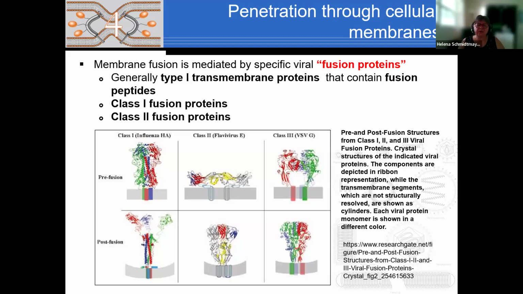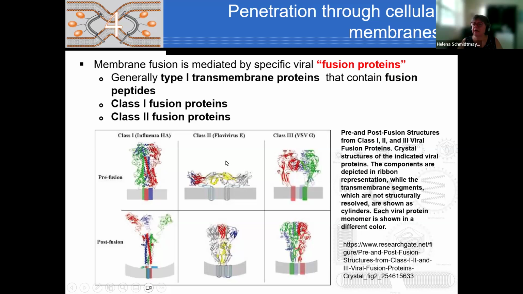So the fusion proteins are generally transmembrane proteins, which can be class 1, 2, or 3. Class 1 are mostly made of alpha helices. This is the pre-fusion stage, and on the bottom is the post-fusion stage. In the pre-fusion stage, you can see class 1 mostly alpha helices, which form trimers, and these trimers are perpendicular to the viral membrane. I forgot to say that influenza virus has this class 1 fusion protein.